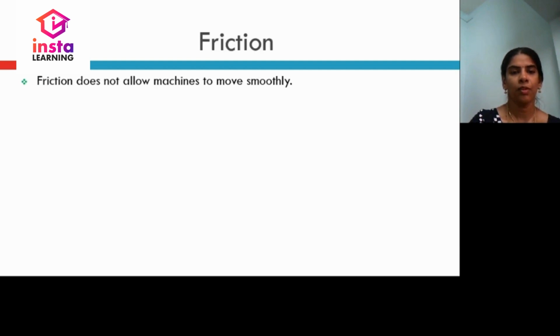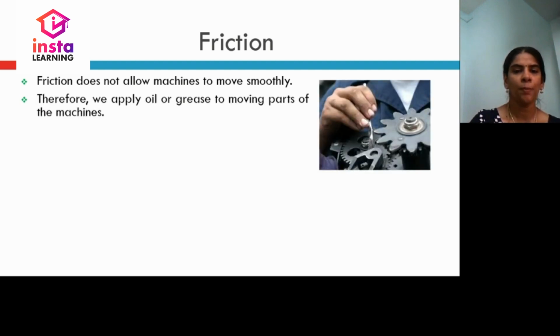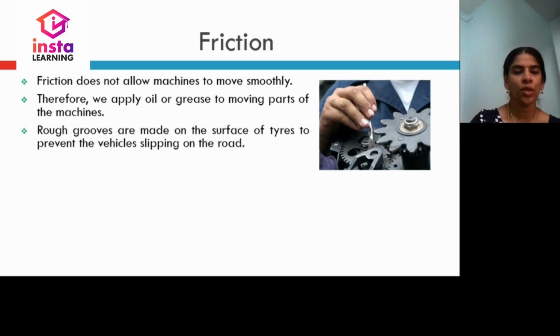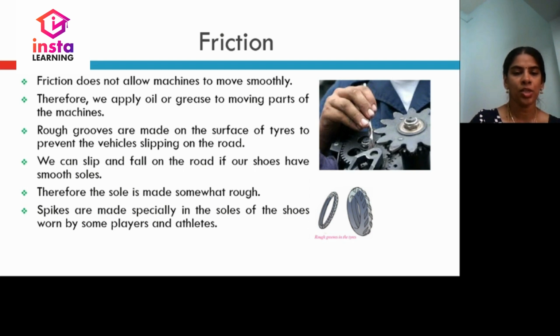Friction does not allow machines to move smoothly. Therefore, we apply oil or grease to moving parts of the machines. Rough grooves are made on the surface of tires to prevent the vehicles slipping on the road. We can slip and fall on the road if our shoes have smooth soles. Therefore, the sole is made somewhat rough. Spikes are made specially in the soles of the shoes worn by some players and athletes.